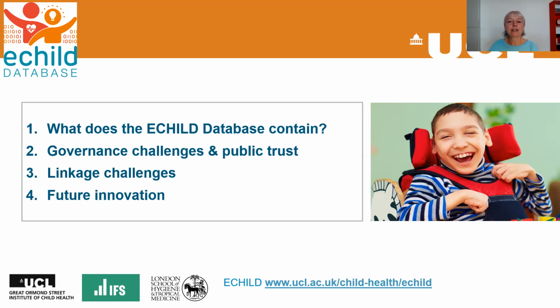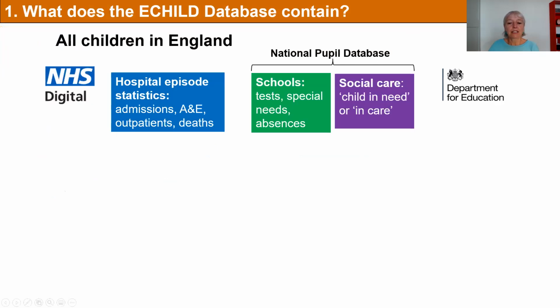So first, I'm going to tell you what the EChild database contains. Second, I'll say a few words about the governance challenges and the need to maintain public trust. Third, I'll discuss linkage and linkage challenges. And lastly, I'll talk about future innovations, and I'll be really interested in your suggestions in the discussion section.